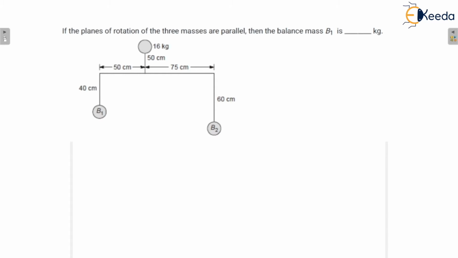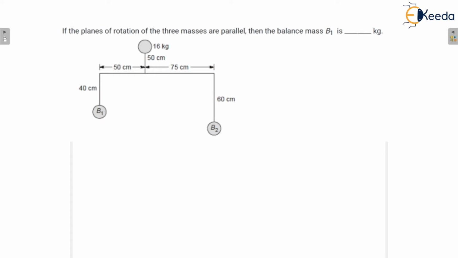First you have to see which type of balancing it is. Is it static balancing or dynamic balancing? In order to find out the type of balancing, you must understand the definition and criteria for static and dynamic balancing. I already let you know in the topic that in static balancing, all the masses are rotating in the same plane. Whereas in dynamic balancing, all the masses are rotating in different planes.